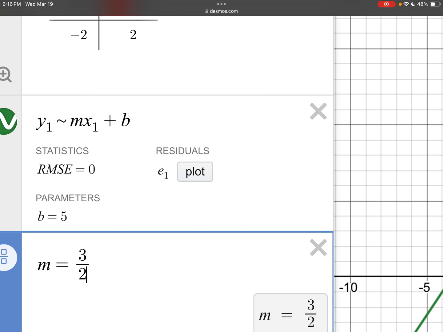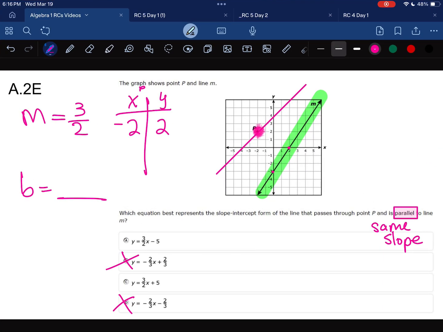So going back to the question, my B value was 5. So what is the correct answer? Plus 5. So it should be C. Okay?